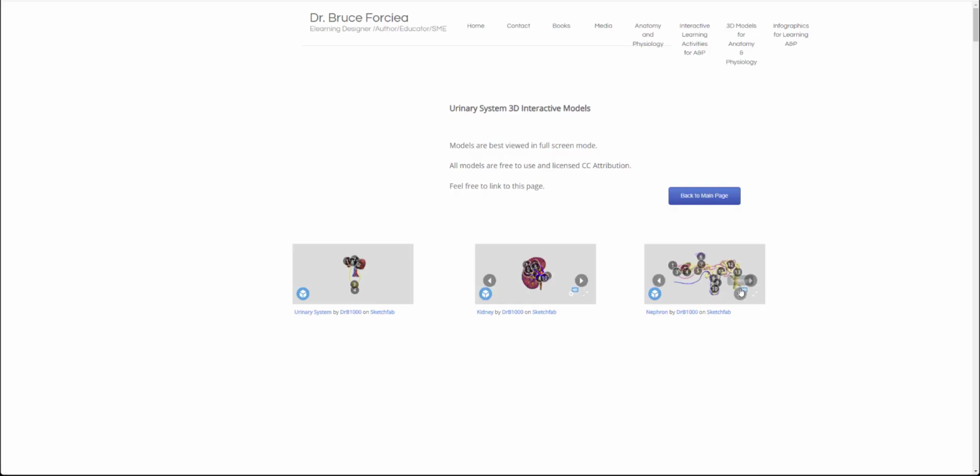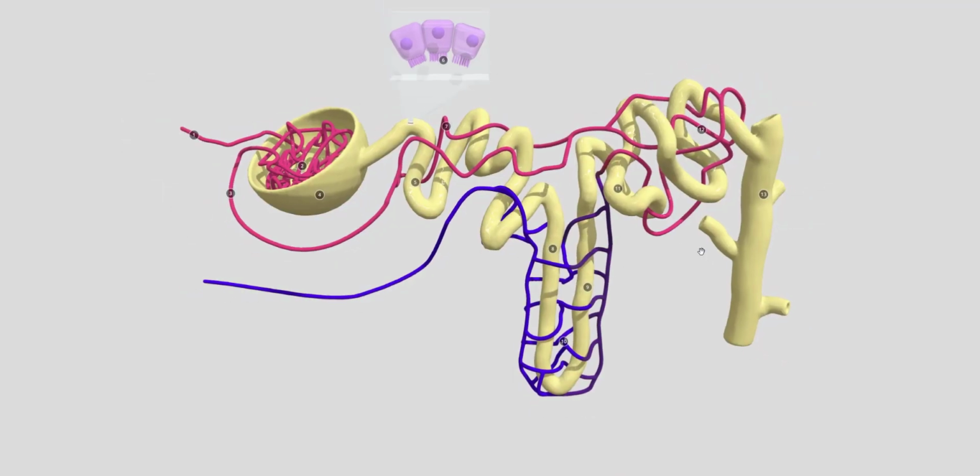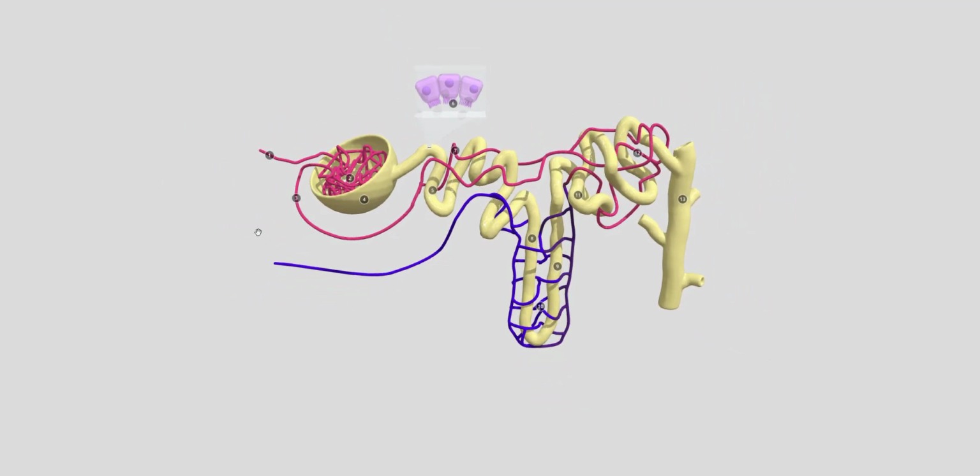So let's look at the microscopic units called nephrons in the kidney. So let's take a look at this model. So these are the structures that make the urine from the blood. So the blood enters via this little arteriole called the afferent arteriole, and then it comes out via the efferent arteriole. Now, between the afferent and efferent arteriole is a cluster or group of capillaries called the glomerulus. This is part of the filter, and the first part of urine formation is filtration. So this occurs in the glomerulus.